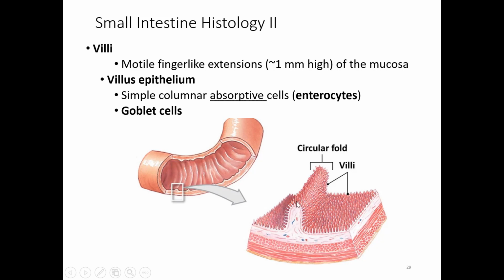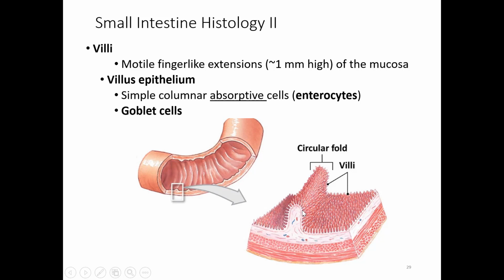And on the top of those folds, there are finger-like projections called villi. That's plural. Each of them is about 1 millimeter high. They are very small. And a single one would be a villus. And they are covered with simple columnar absorptive cells. So that's simple columnar epithelium with cells that are called enterocytes. Also, there will be goblet cells there.